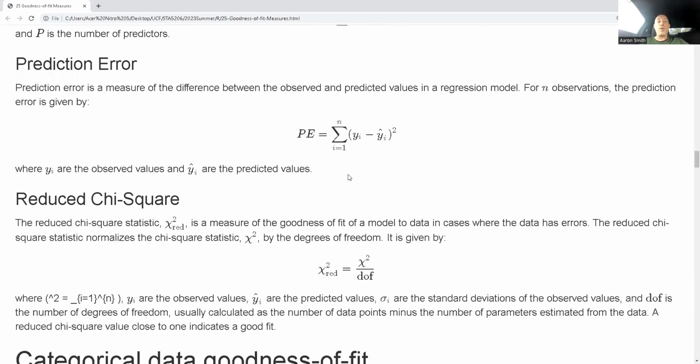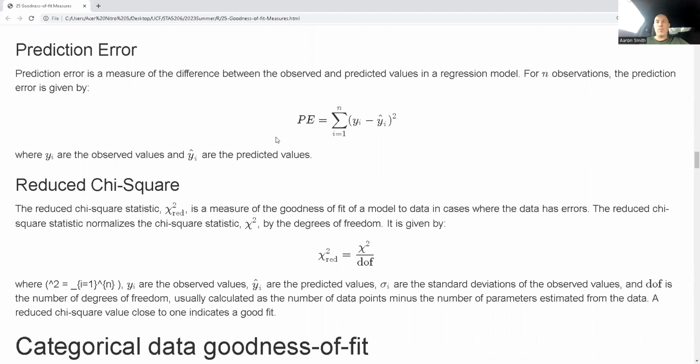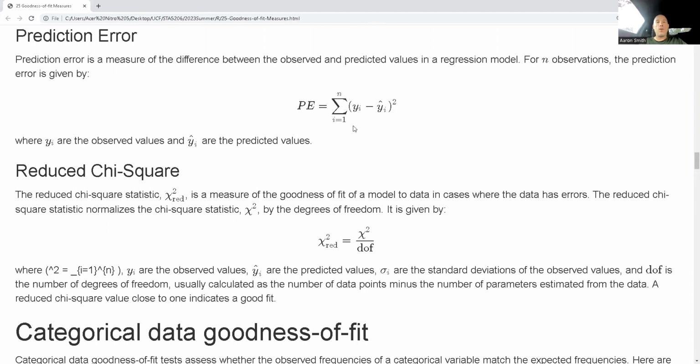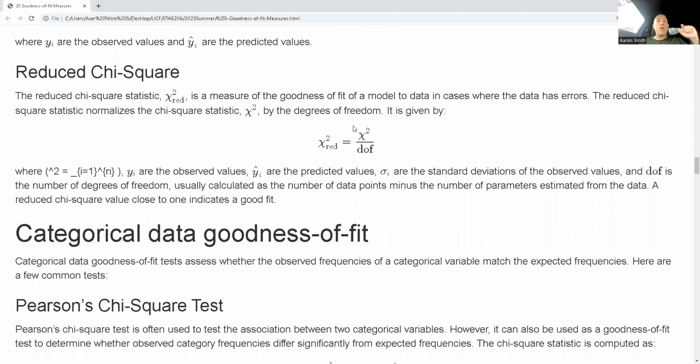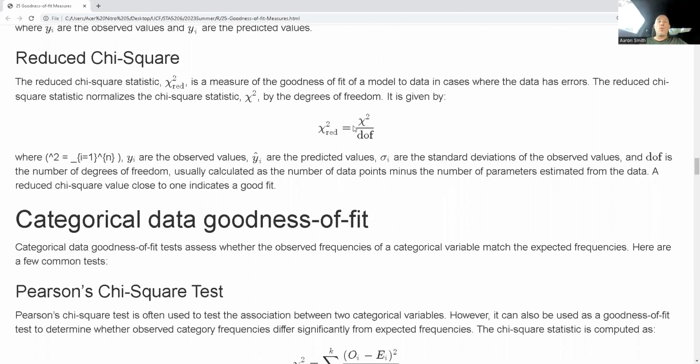Now we can also look at our prediction error. That's just observed minus model values, square it, added up. And we can also use reduced chi-squared. Reduced chi-squared is just like the chi-squared we talked about previously, but we're going to divide by the degrees of freedom. This is to normalize the situation because there's a connection between the expected value of chi-squared being equal to the degrees of freedom.